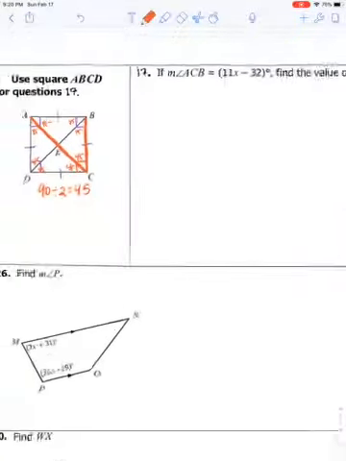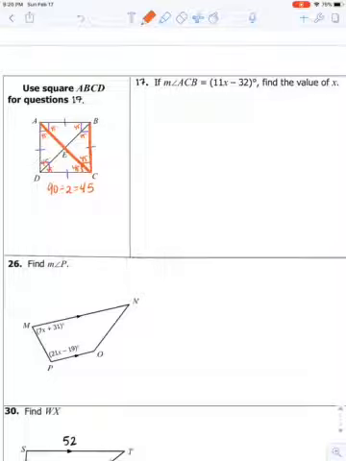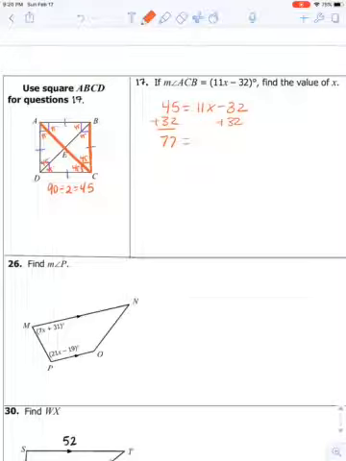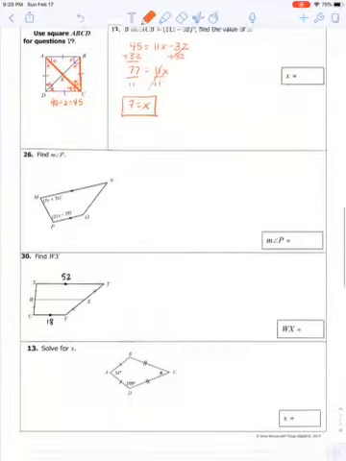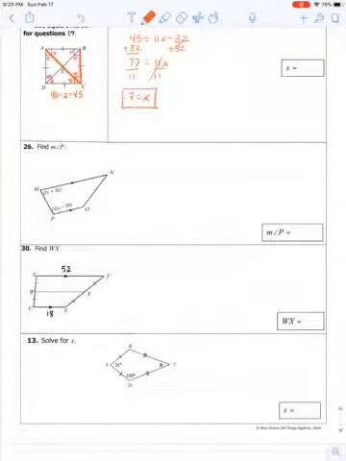So if I give you that angle is 11x minus 32, and you know it's a square, then you know it's going to be equal to 45. So you just have to set that equal to 45 and solve. See? Easy peasy. So we're going to add 32 to both sides. It's going to be 77 equals 11x. Divide by 11. So x equals 7. And it didn't ask me to plug anything in, so I'm done. That's my answer. Cool stuff.